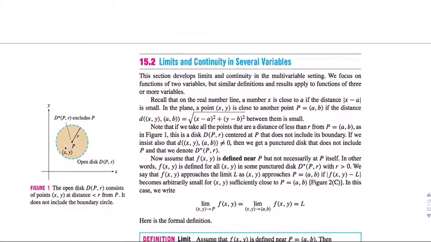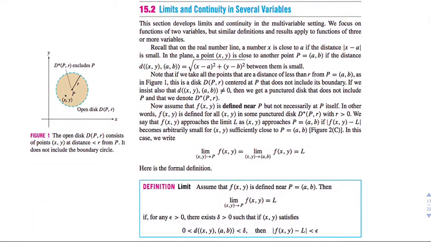Now we're going to begin with section 15.2, limits and continuity in several variables. This section develops limits and continuity in the multivariable setting. We focus on functions of 2 variables, but similar definitions and results apply to functions of 3 or more variables. So we're using functions of 2 variables to get a sense of 3 variables and more.